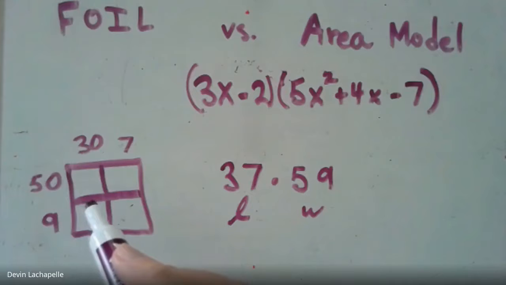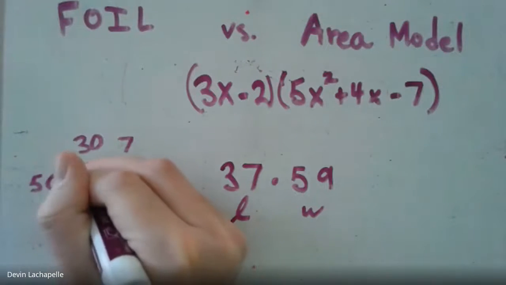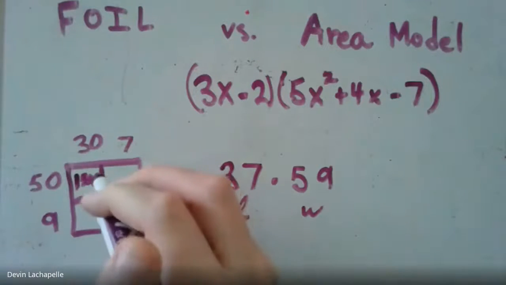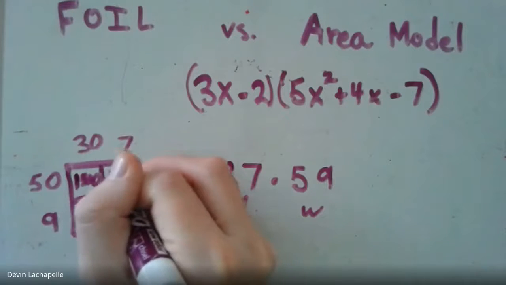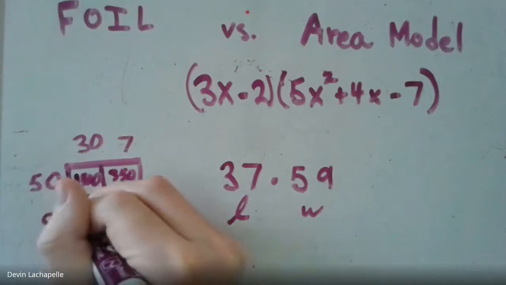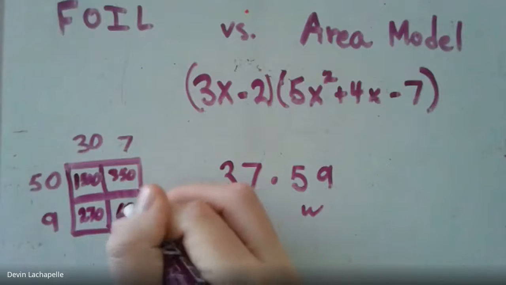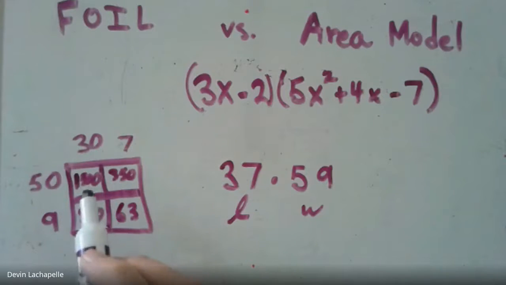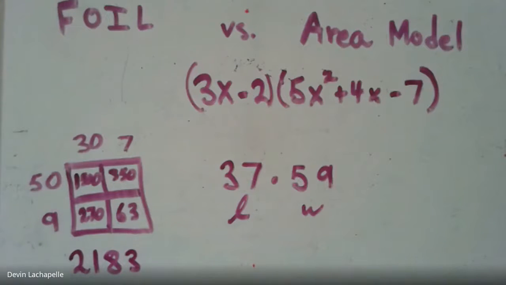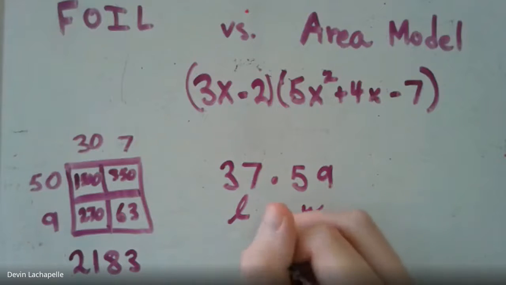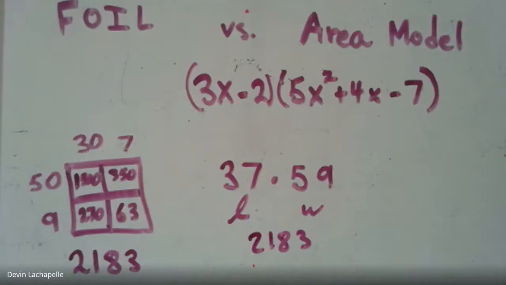So 50 times 30, we can do that pretty easily. It's 1,500. Then we've got 50 times 7. That's just 350. 9 times 30 is going to be 270. And 7 times 9, 63. Then we can just add these up. Let's see, 1,500 plus 350 is 1,850, plus 270 is 2,120, plus 63. We get 2,183. And if I use my calculator to check, all right, looks like we got it. And that's just with plain old integers.